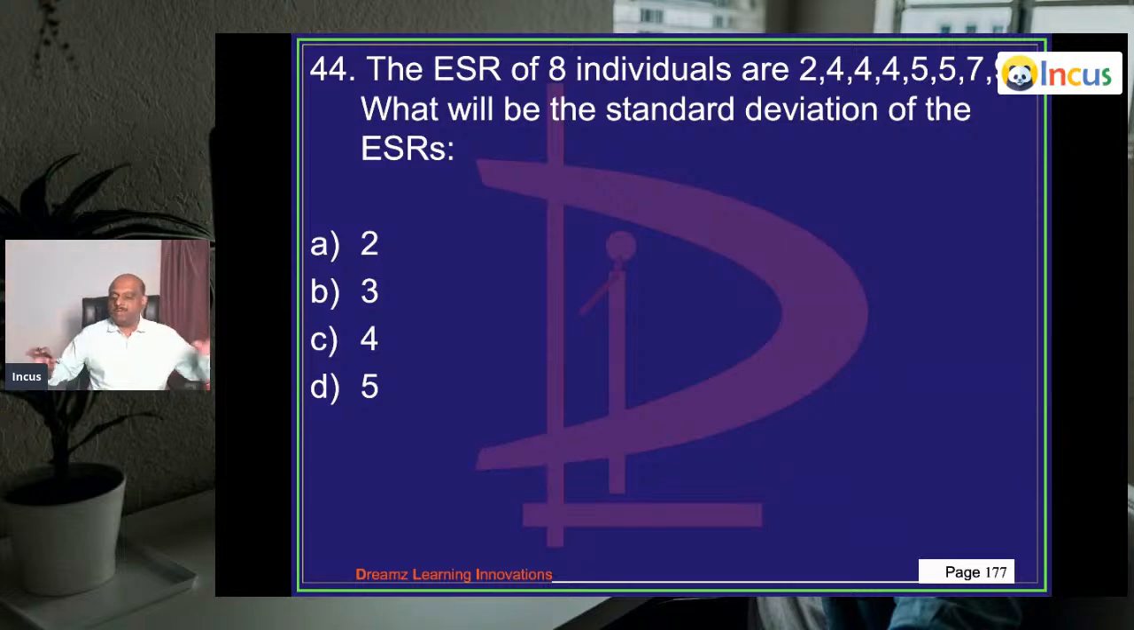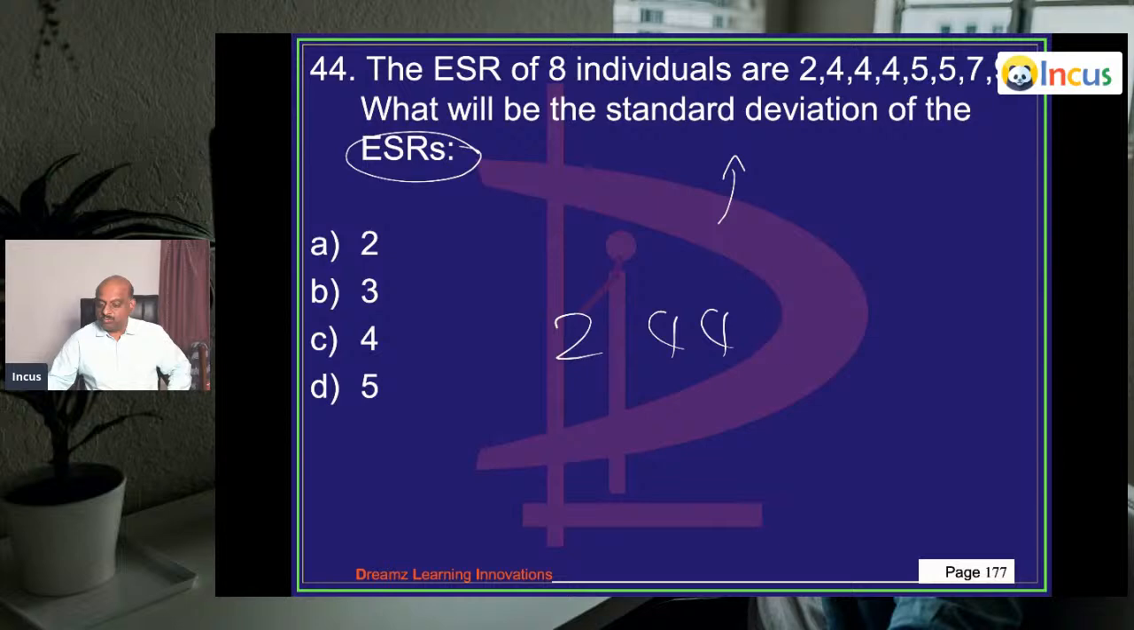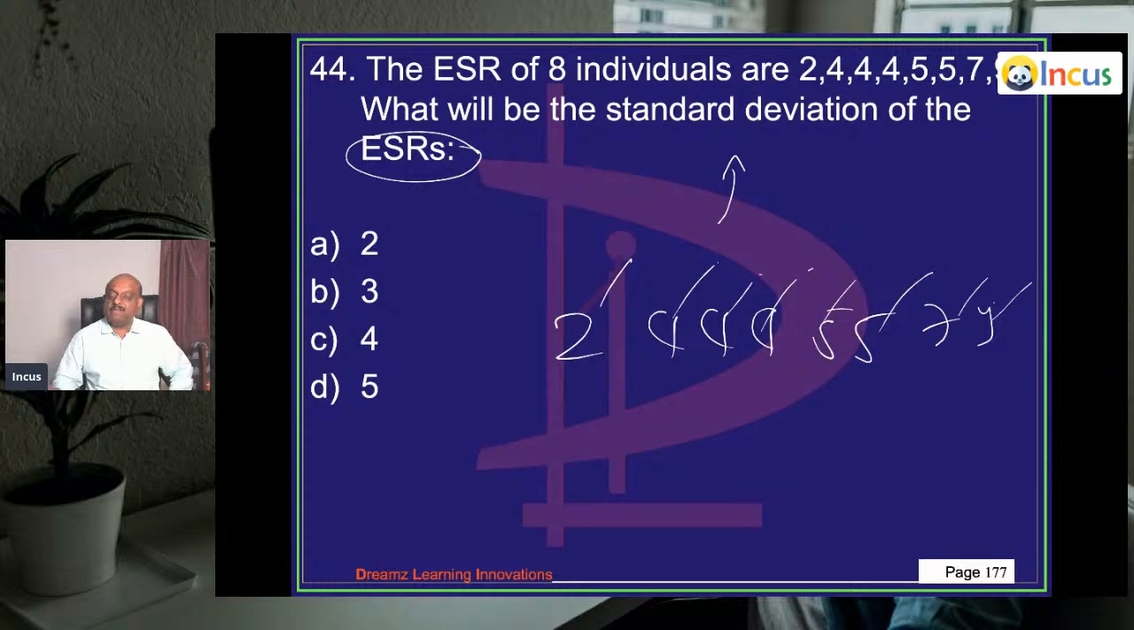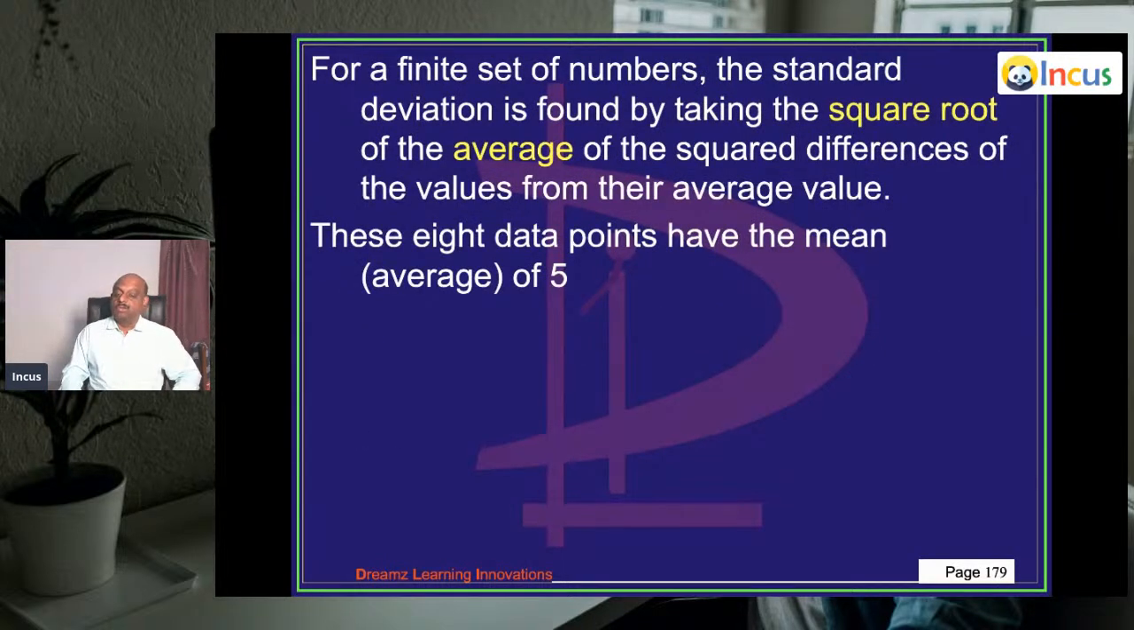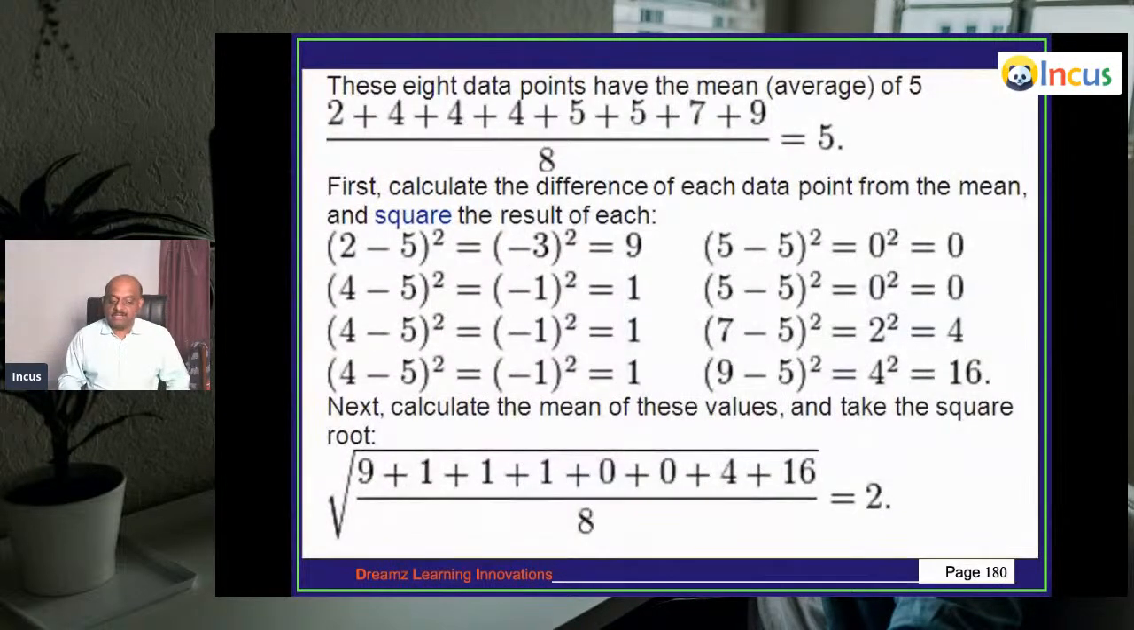Now ESR values are being given to you. What is the standard deviation of these values? How many values are there in total? 2, 4, 4, 4, 5, 5, 7, 9. 1, 2, 3, 4, 5, 6, 7, 8 values are there. So how do you calculate standard deviation?